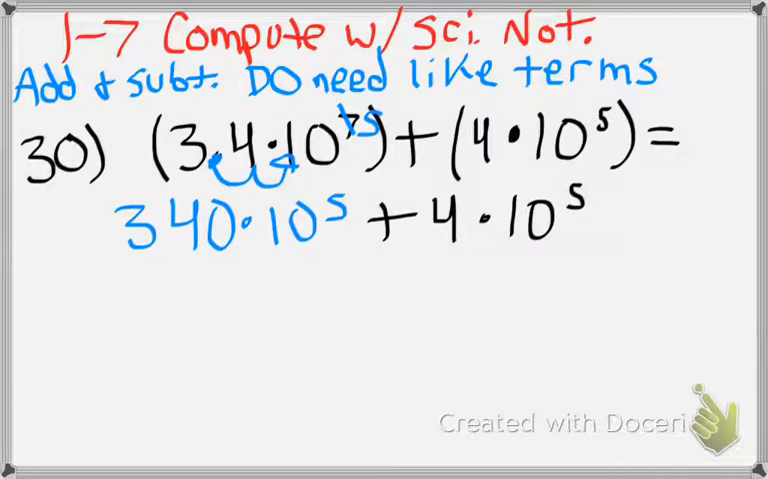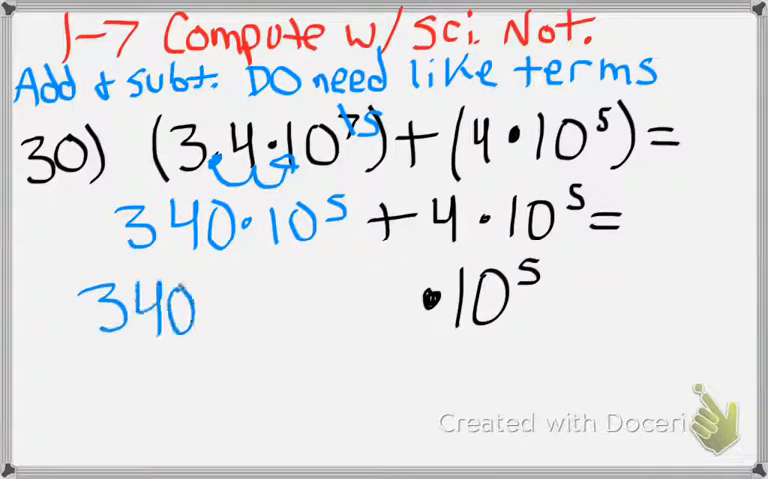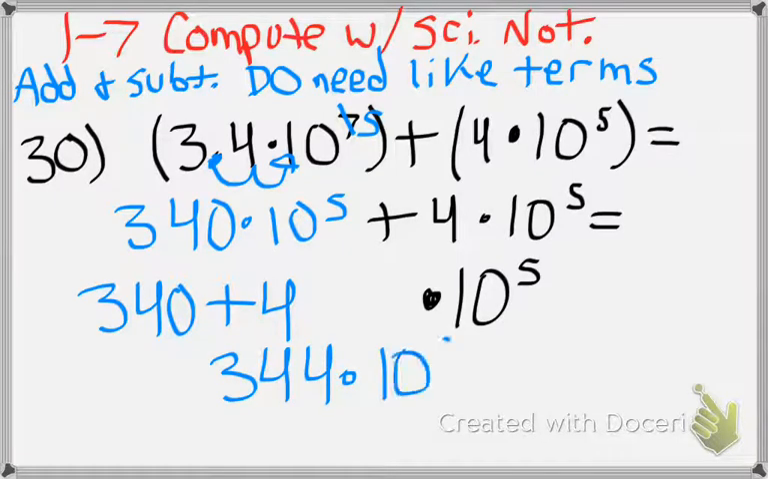You now have like terms, so now you can go ahead and add them. Now, as a heads up, when you do, your like term is going to stay the same. You're going to have something times 10 to the 5th power. Now you just have to figure out what is 340 plus 4. Well, hey, that's 344. So we're going to have 344 times 10 to the 5th power.